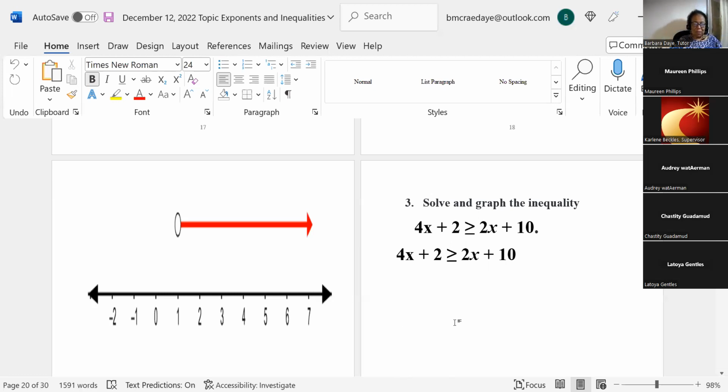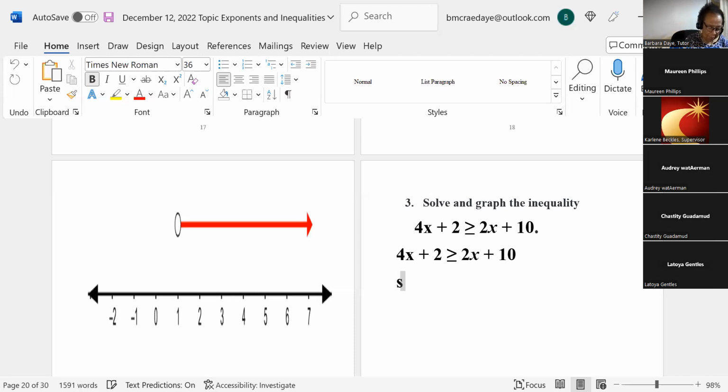Okay, so you've got 4x and 2x you want to get together, and you have a +2 and a 10, constants you want to get together. So, Audrey, what do you do first? You put the 4x and the 2x together. That's it. Very good. So you would subtract 2x from both sides. All right, so do that.